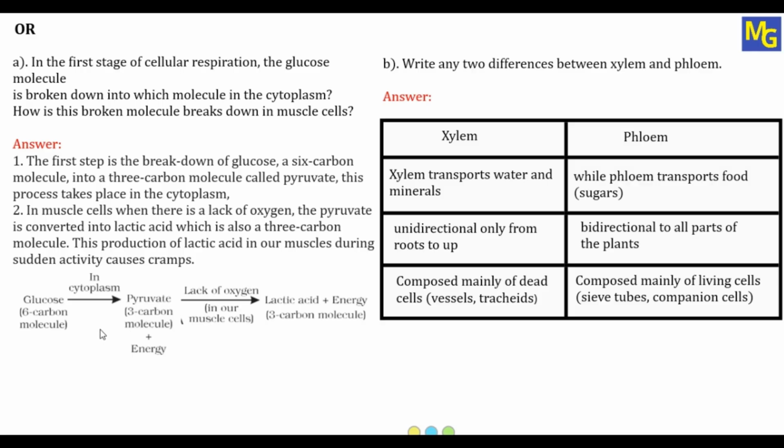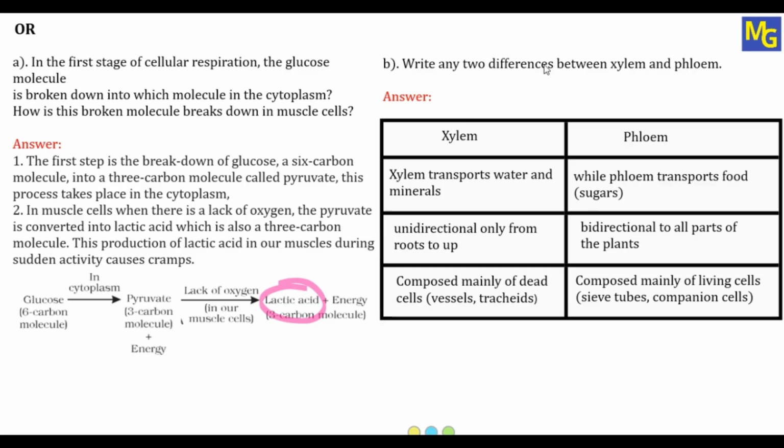So remember, the answer to the first question is pyruvate, which is a 3-carbon compound. And in the second step, how is this molecule broken down in muscle? This pyruvate molecule in muscles is broken down to give lactic acid and energy. And remember, if the question asks why cramps are caused in the muscles, that is just because of the deposition of this lactic acid. So this is the answer for part A.